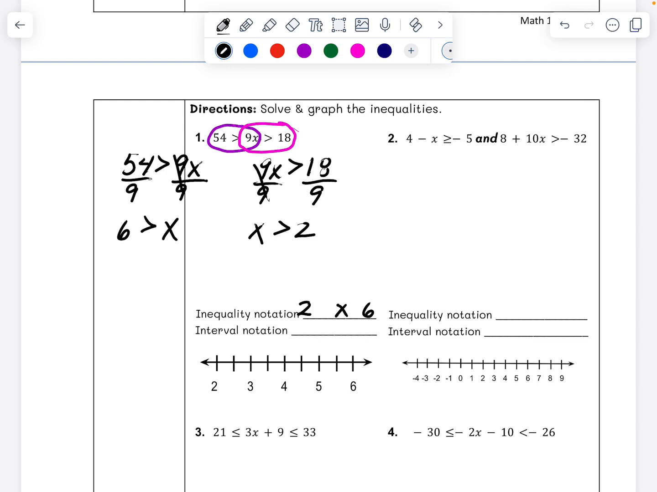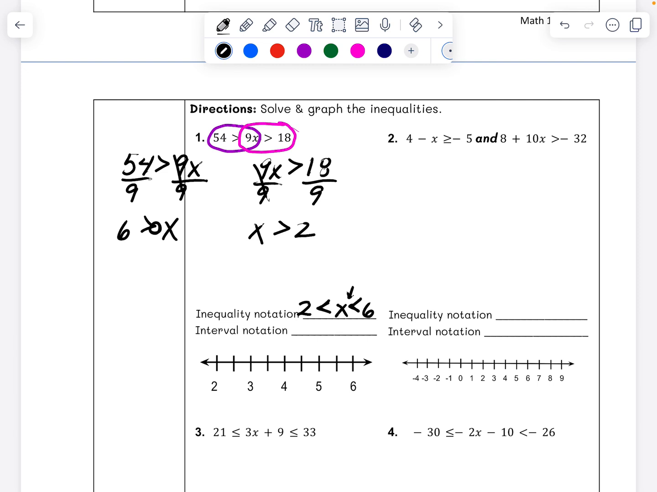Make sure that you keep them facing the same direction. The little point right here is facing the x. Again, the little point is facing the x there. The alligator is eating the x.